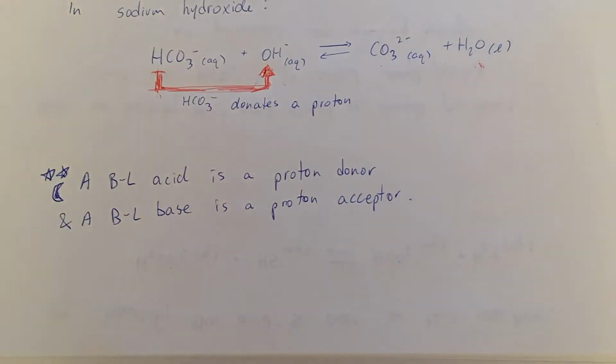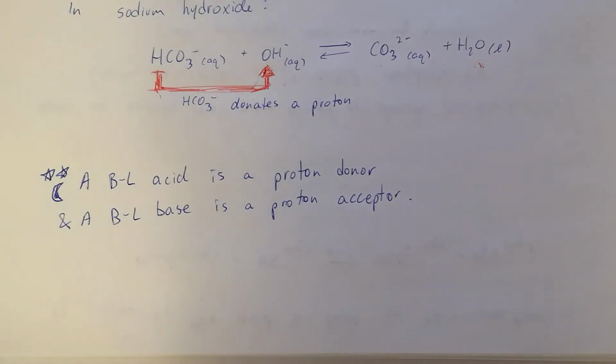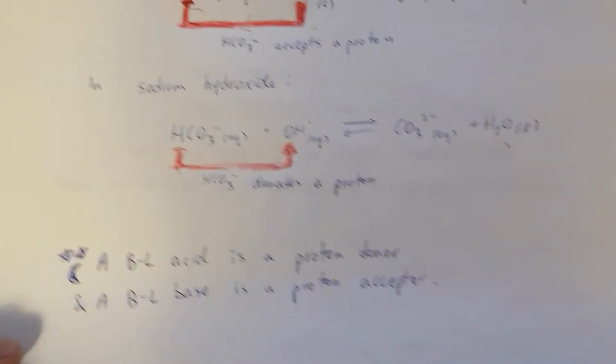Okay, here's the money part. Bronsted-Lowry acid donates a proton. A Bronsted-Lowry base accepts a proton. That's it.